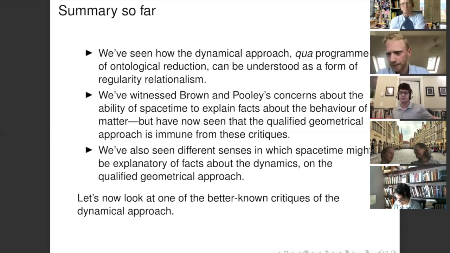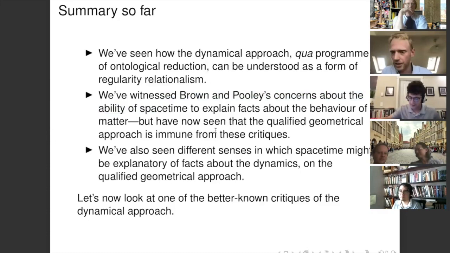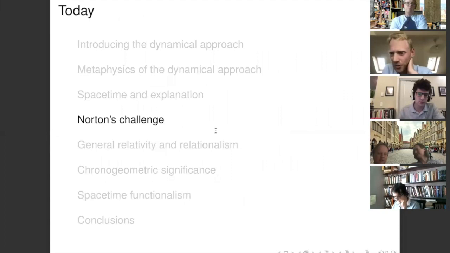Cool. Great. So maybe I'll crack on then. So the next section is going to relate somewhat to Jeremy's question anyway, although more with respect to manifold structure than to presupposing metric structure. So this is Norton's challenge. Norton wrote a quite critical paper about the dynamical view in 2008, which came out in the British Journal for the Philosophy of Science. So here's John Norton, and here is a quote from his paper.